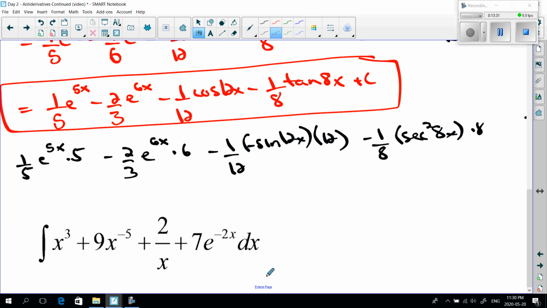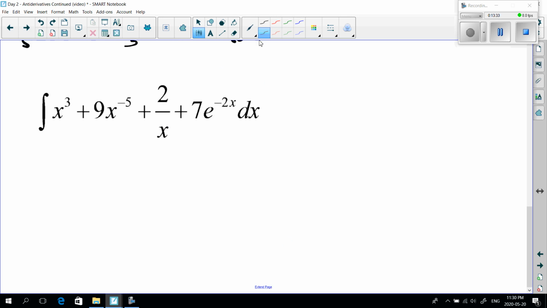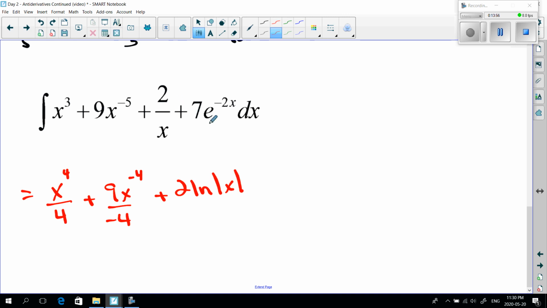One last one. Okay. The antiderivative of x cubed, that's a power rule, right? So we would add 1 to the exponent, divide by the new exponent. Same thing here. Add 1 to the exponent, divide by the new exponent. This is the ln x, so 2 over x becomes 2 ln absolute x. And this is a over k, so 7 over negative 2 e to the negative 2x. Don't forget your plus c. And now I'll clean it up.